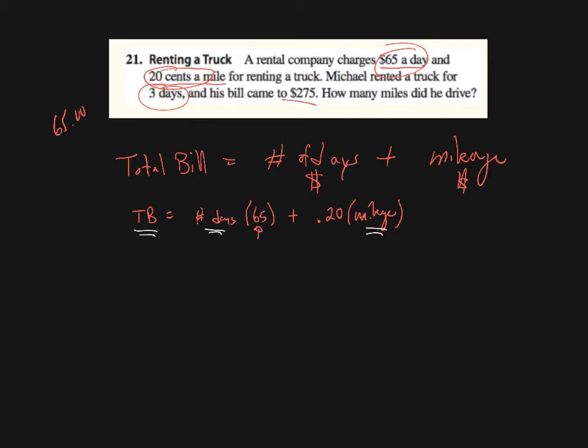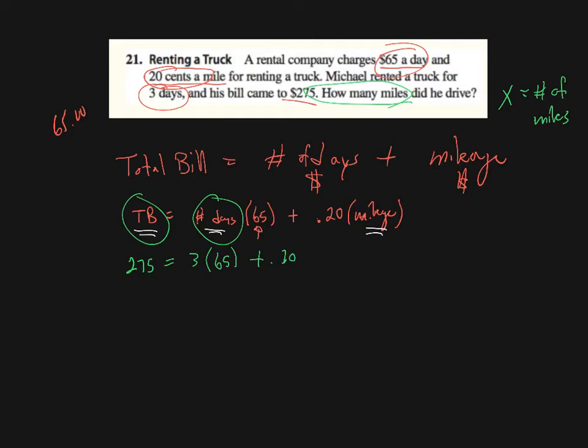Now at the end of the day here, it says how many miles did he drive. So x is going to be the number of miles. And that's where I say you have to understand what x equals. So that means that we must know the number of days and the total bill. And we do. We know that the bill was $275. We know that the number of days was 3 times 65 plus 0.2. And we don't know the mileage, so that's our x.